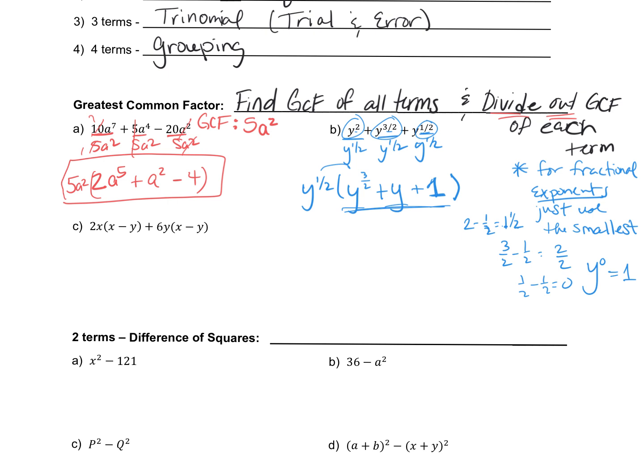The other thing I want you to think about is, I'm going to write this right here again. When you look at just this part, anything over itself is 1. Y to the 1/2 is the same as this y to the 1/2, so that's why it can also be 1. So there's your final answer.